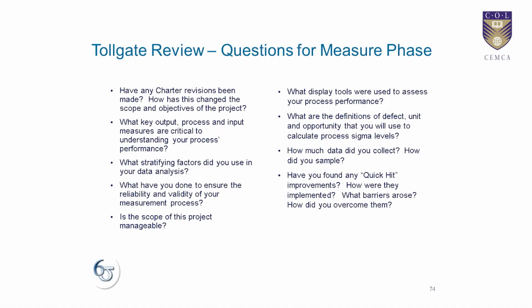Then the question that you can expect is, what are the definitions of defect, unit, and opportunity that you will use to calculate process sigma levels? As you saw at the end of this process, while we were doing the capability assessment of our process, we use certain terms like defect, defective, unit, opportunity, DPMO. So if you are aware of these things, how did you define a defect, and how did you define a defective product?